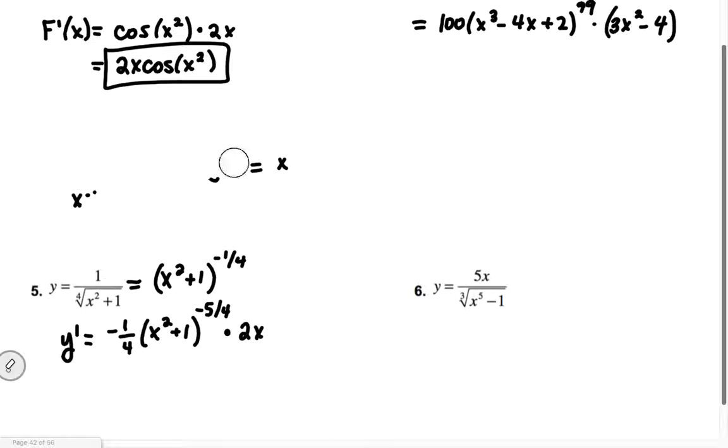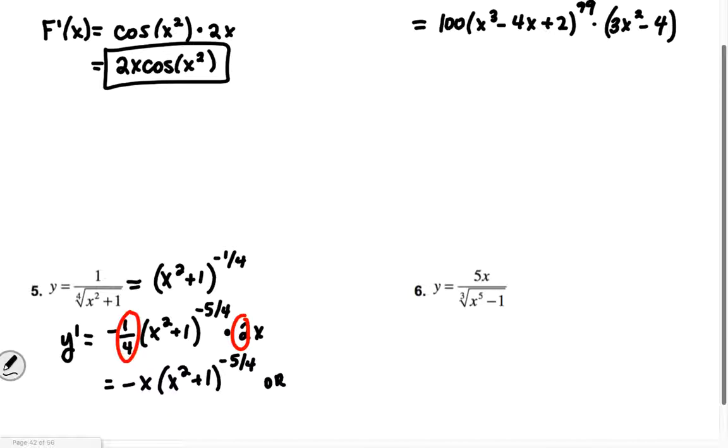A little tricky. All right, so all I would do on this one is I would just clean up the 1/4 and the 2. So 2/4 would be 1/2. So I would write it as negative x times x squared plus 1 to the negative 5/4. So the AP test might have it in that form. They might have it as a denominator. Like they might say negative x over the 4th root of x squared plus 1 to the 5th, something like that.